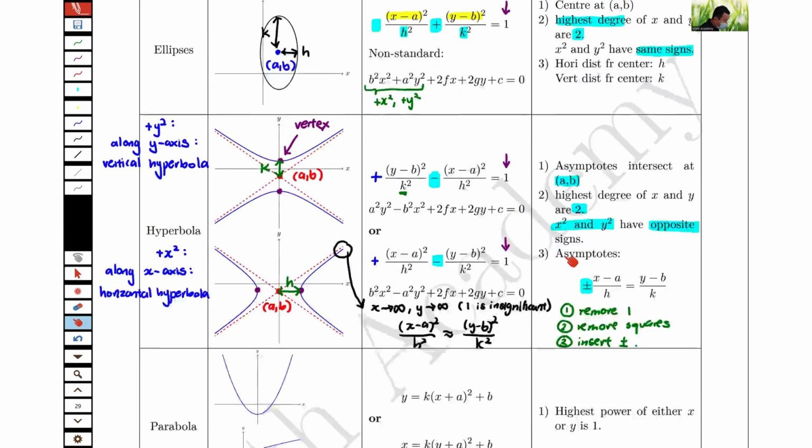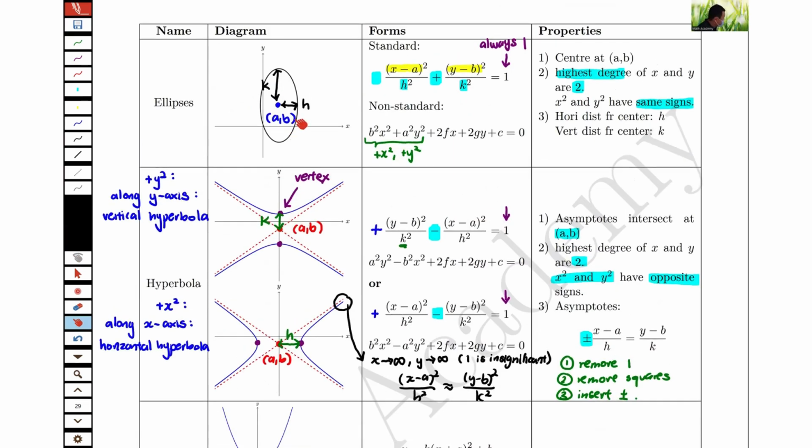Remember, only hyperbola will have asymptotes. Ellipse does not have.